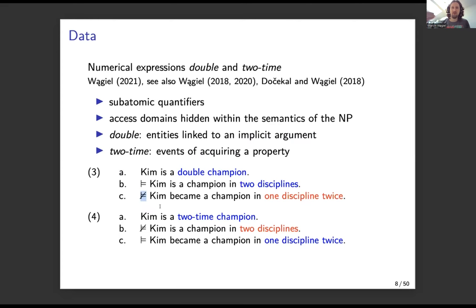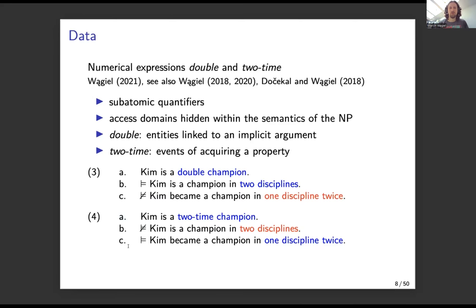On the other hand, that's exactly what happens in 4. So "Kim is a two-time champion" does not entail that Kim is a champion in two disciplines, but rather it implies that Kim became a champion in one discipline twice. So here we have this quantification over events of becoming a champion.